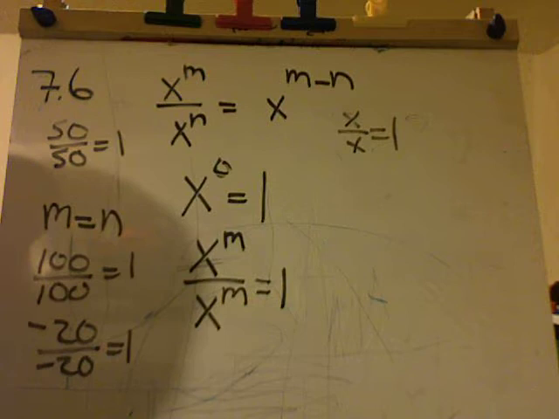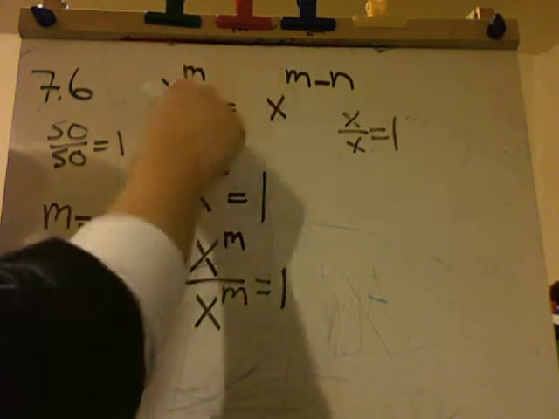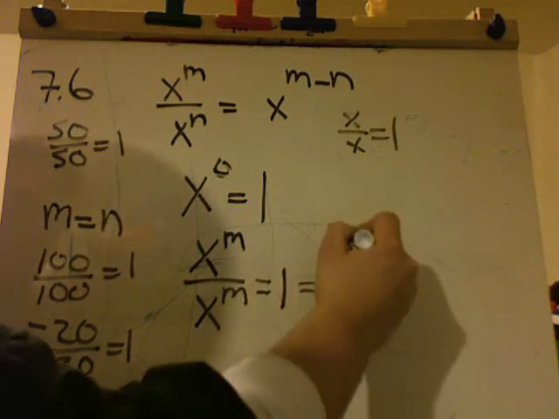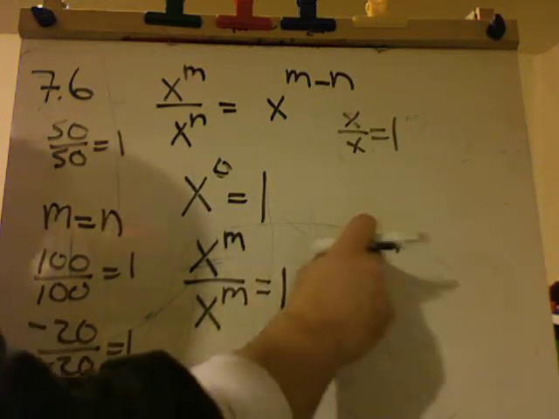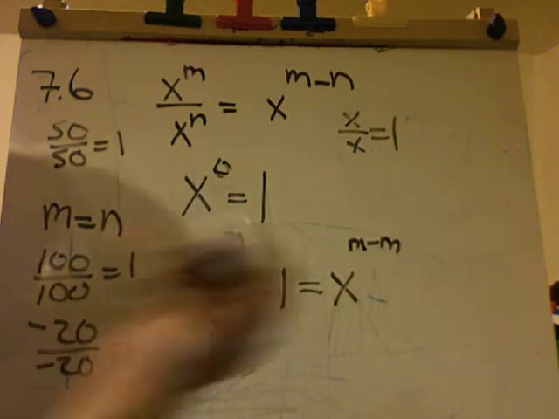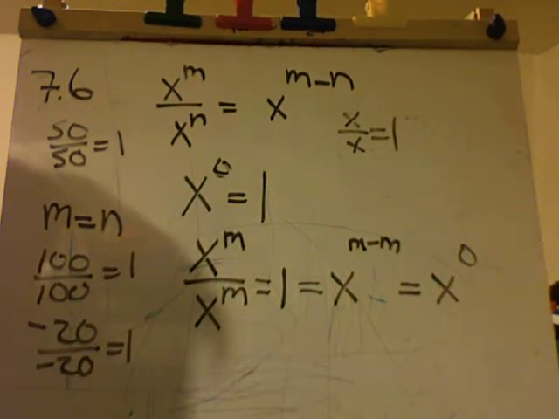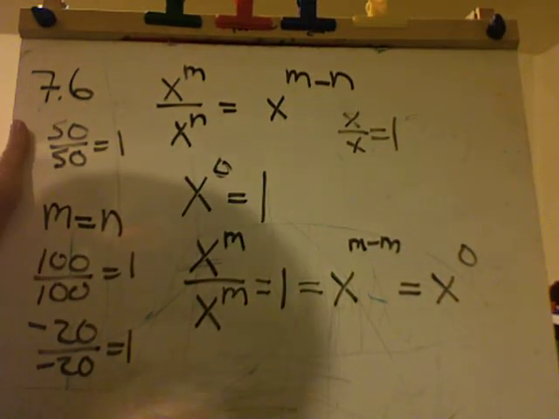Okay? So why is x to the 0 equal to a 1? We use this rule here. X to the bottom minus the top. Well, what's any number minus itself? It's a 0. So this would be an x to the 0. So that's why x to the 0 power is always a 1. Unless, of course, x is a 0.